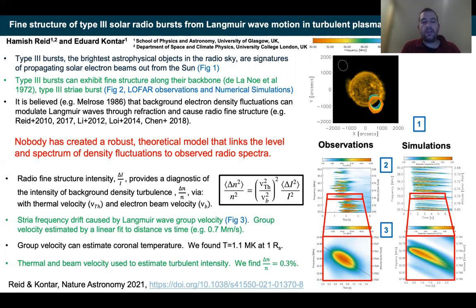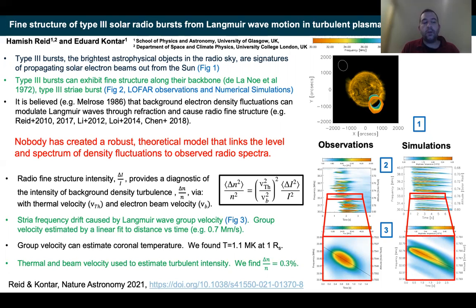Now, to confirm this and explore it further, we combined LOFAR observations with our numerical simulations of electron beams propagating out through the solar corona and the subsequent radio emission they produce. By analyzing the fine frequency structure, we found that the exciter velocity for these fine frequencies was around 0.7 megameters per second, which compared very well with the Langmuir wave group velocity. And indeed, through the simulations, we found that it was the Langmuir waves moving that caused this fine structure.